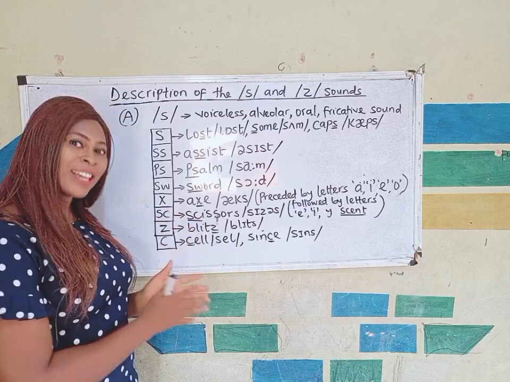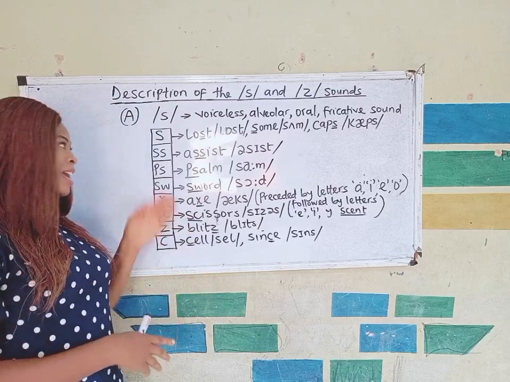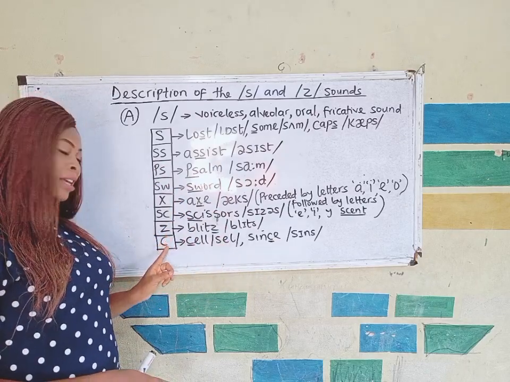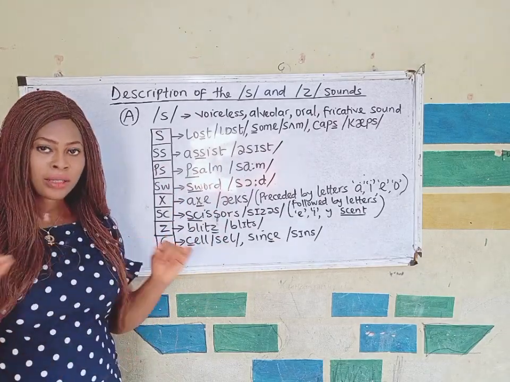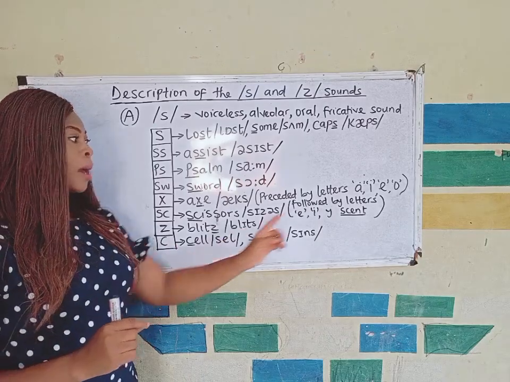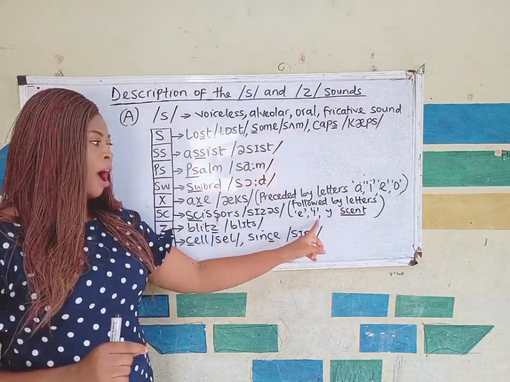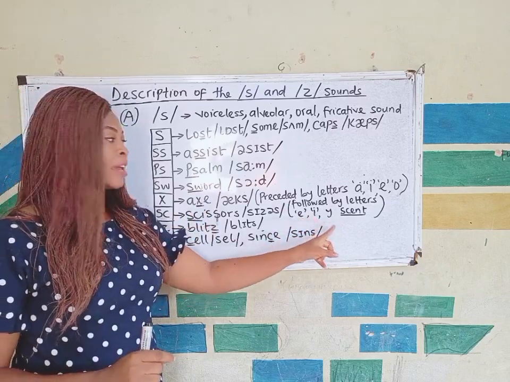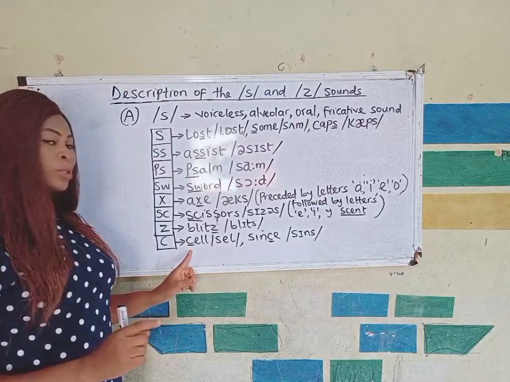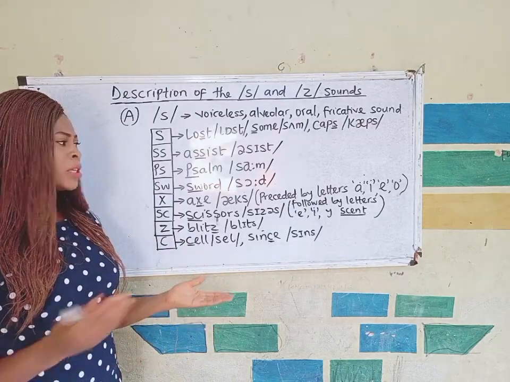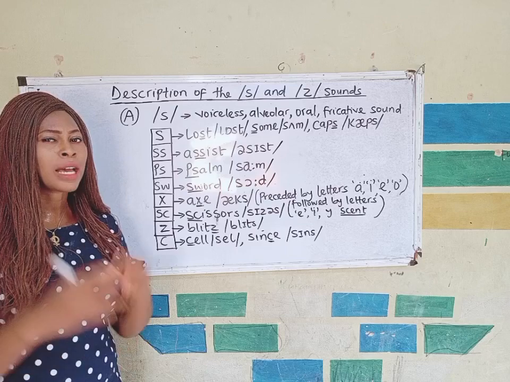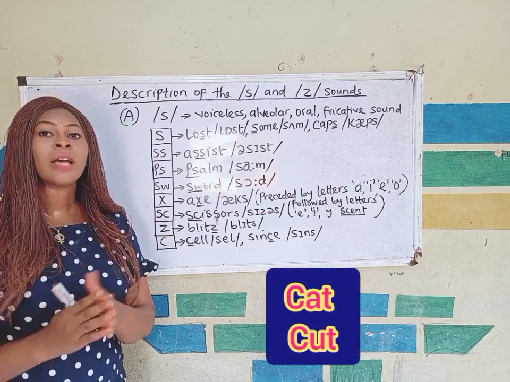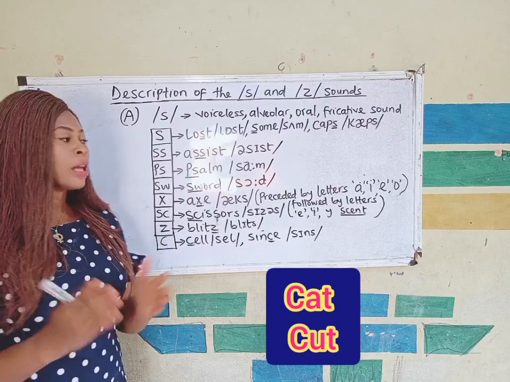Now listen, in this environment, that is, in this lexical environment, talking about letters, the letter C here is produced as S. It is usually followed by letters E, I, and Y. If it's followed by letter E, I, and Y, you produce it as S. Meanwhile, when it's followed by letter A, you could produce it as K, as in cut, cup, C-U-T, cut.